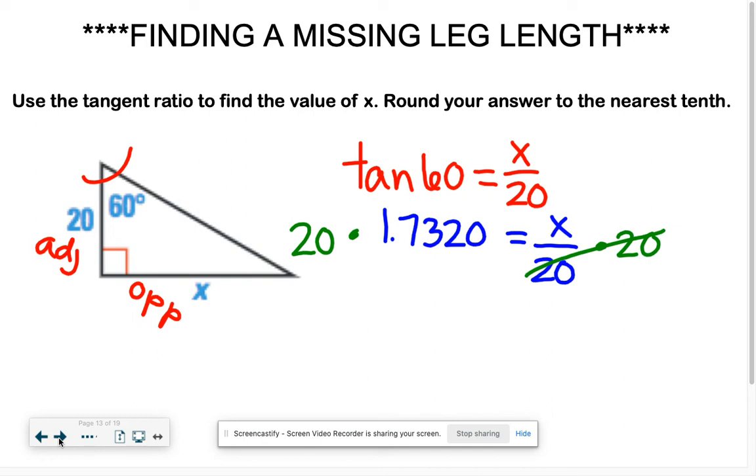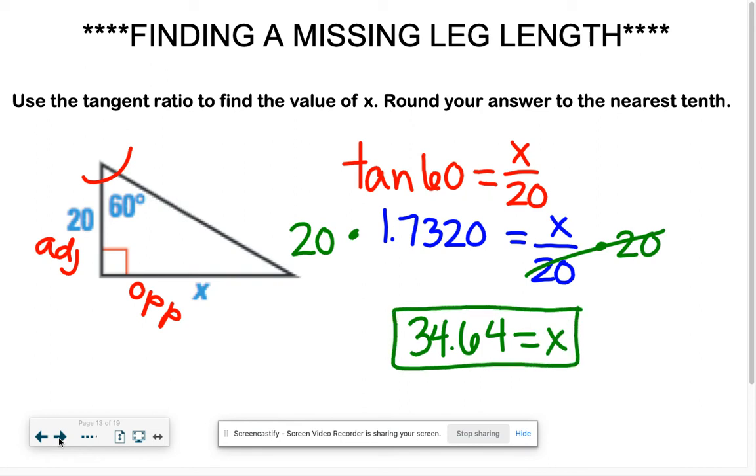34.64? Okay. There we go. That's easy. Yeah, it's not so bad.